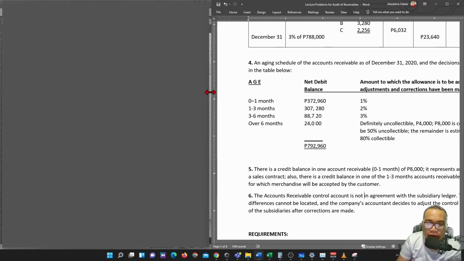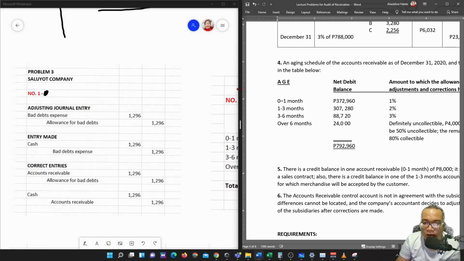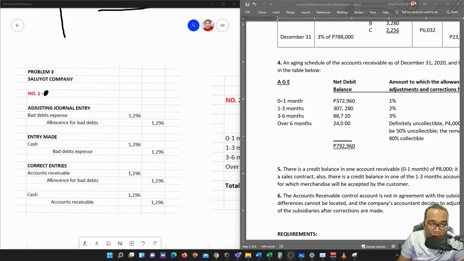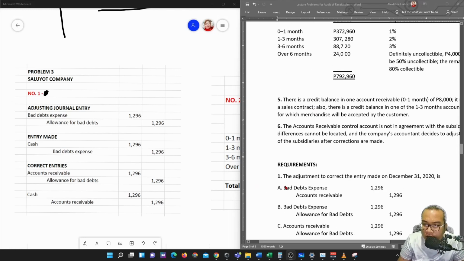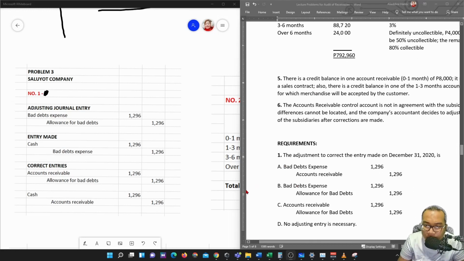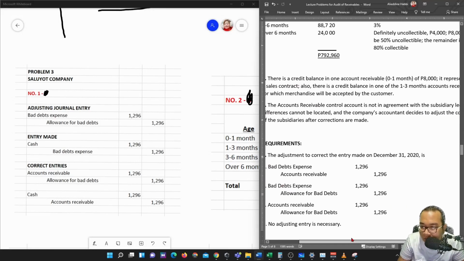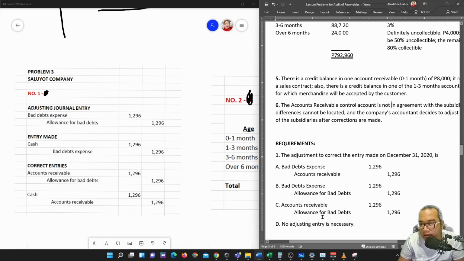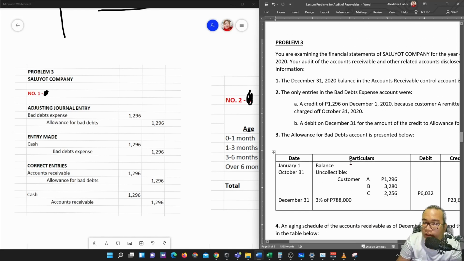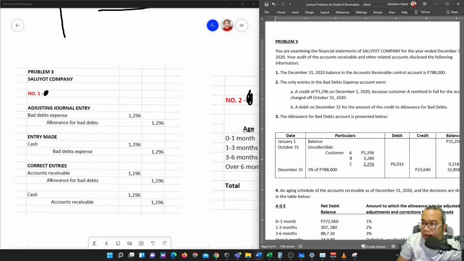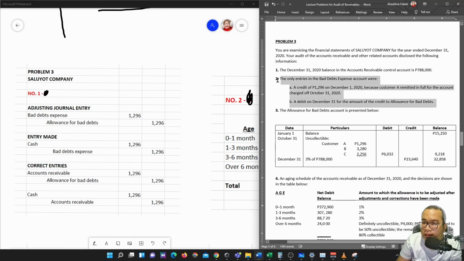So, now let's go to the requirements, mga kapatid. Okay, wait lang. So, let's go with the requirements. So, number 1. The adjustments to correct the entry made on December 31, 2020. So, it pertains to this one. It pertains to this one.